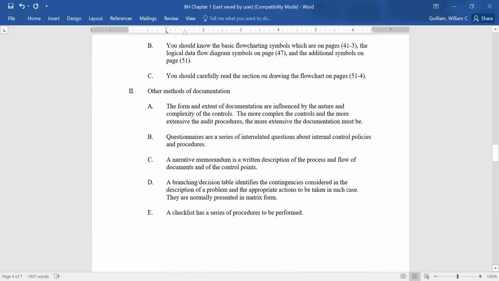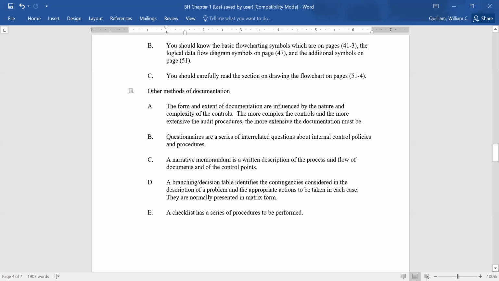And speaking of documentation, here are some other methods of documentation. Well, first of all, we bear in mind the form and extent of documentation will be influenced by the nature and complexity of the controls. The more complex the controls, the more extensive the audit procedures, the more extensive the documentation is going to be. That would be the case, for example, in a large organization, whereas in a small organization, this would be much, much simpler. That also reflects internal control in general. Much more complex in a large organization, much simpler in a small one.